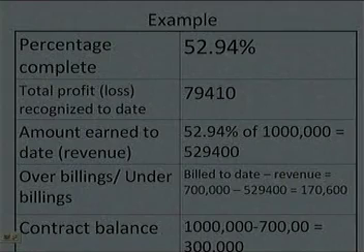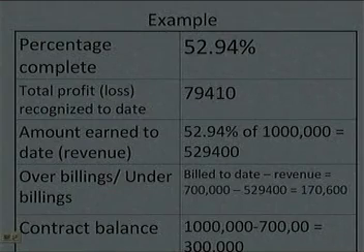Now, using this value we can also calculate whether overbilling is there in this particular contract or underbilling is there. Overbilling you can calculate by the formula bill to date minus revenue. Bill to date for this particular project is given to be 700,000 and revenue is 529,400. So, what you get in this case is a simple case of overbilling, and its value is 170,600 rupees.